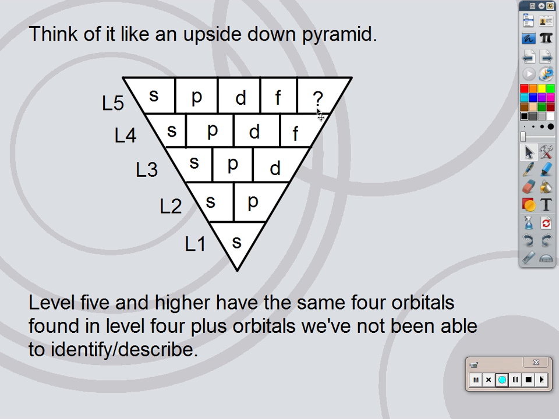So level 5 would introduce a new orbital. We're not entirely sure what that is yet. That same orbital will carry over to level 6, and there would be a new one. Again, we don't know what that is yet, and so on.